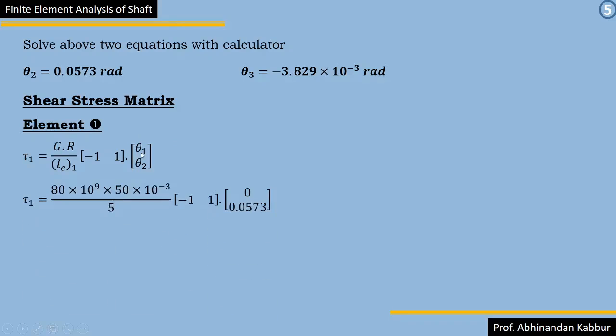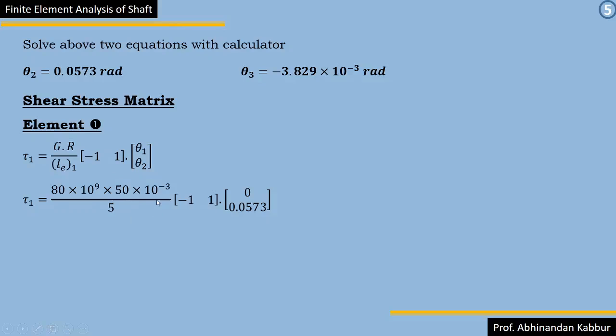Now I'll put all the values here. So we know G is 80 into 10 to the power of 9, R is nothing but the radius. For the first portion, the diameter I have given as 100 mm, therefore the radius will become 50 mm, but I need to convert that into meters. Therefore, it is 50 into 10 to the power of minus 3. Then the length of element 1 is 5 meter. That is what I have taken.